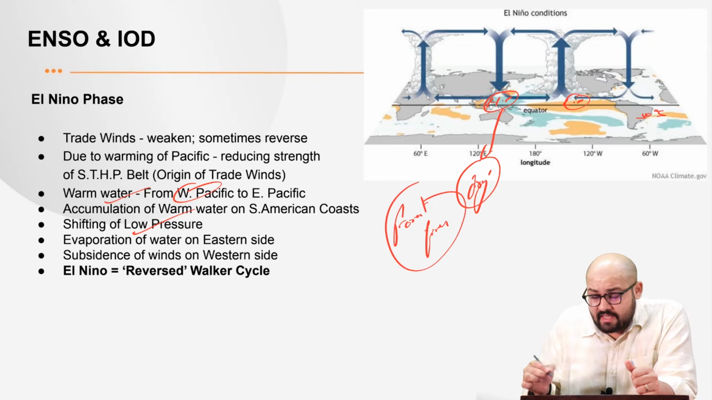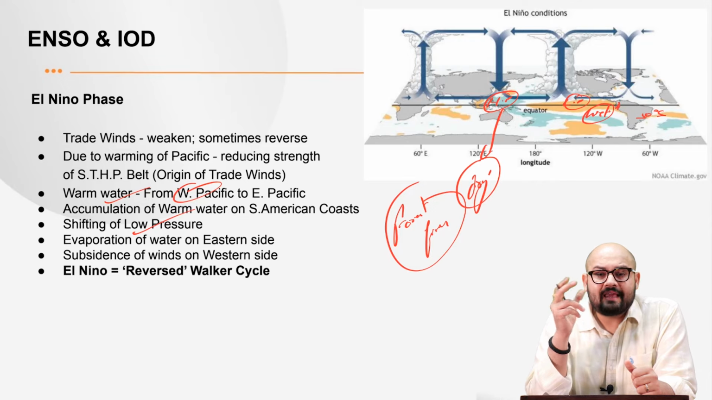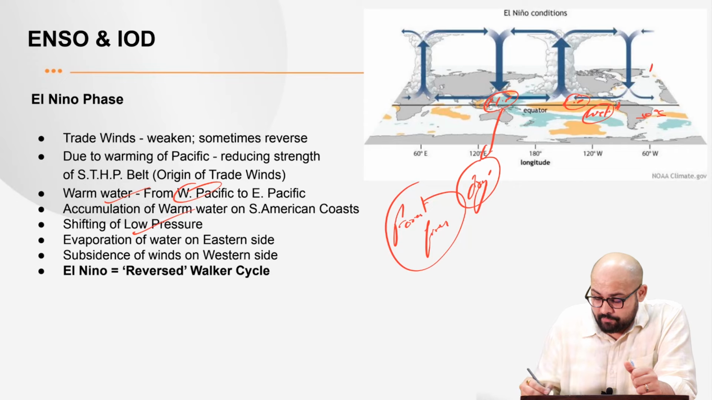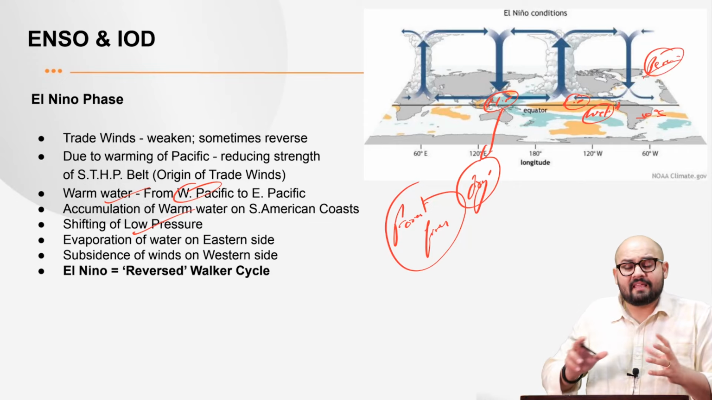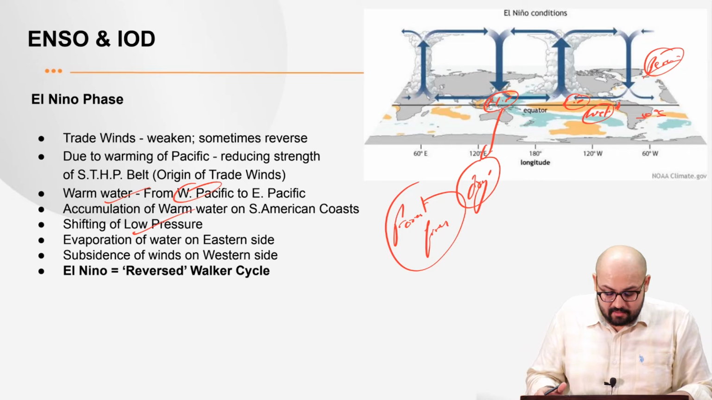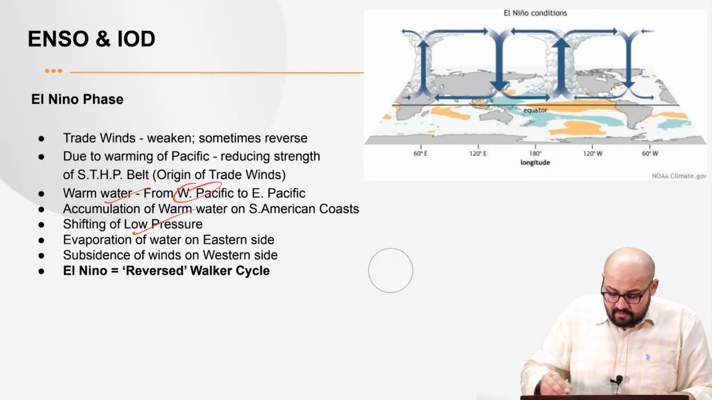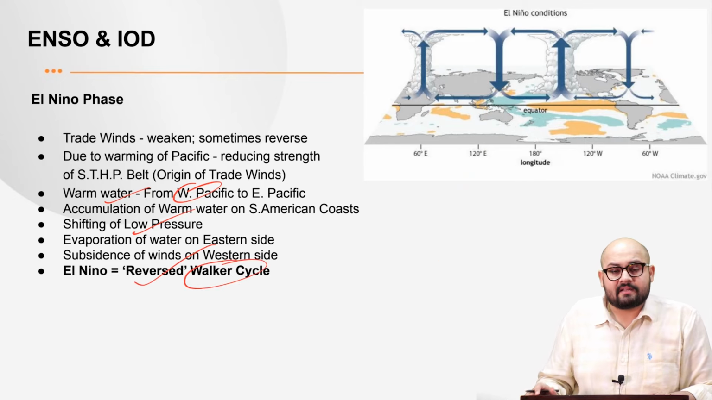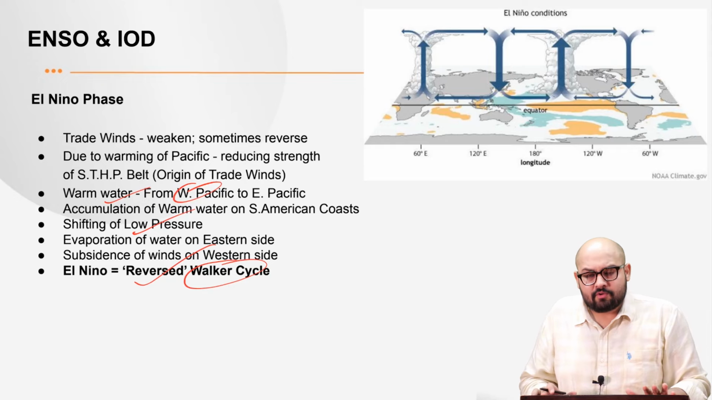And it would, on the other hand, lead to wet conditions on the South American coast. You have got flood-like conditions in the country of Peru, right? This is nothing but the opposite of what happened in La Nina, right? So if we summarize, we can say that it is nothing but the reversed Walker cycle, right? So these are the effects associated with the El Nino, La Nina and neutral phase.